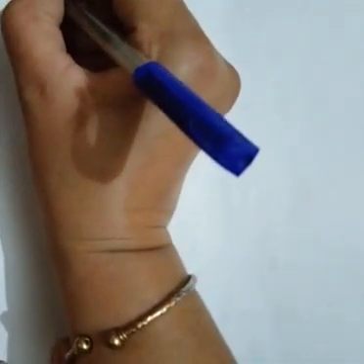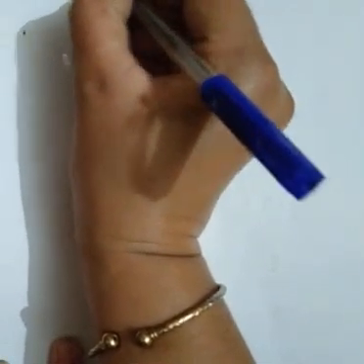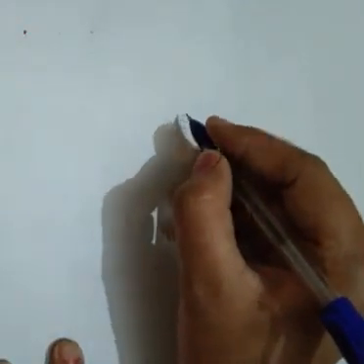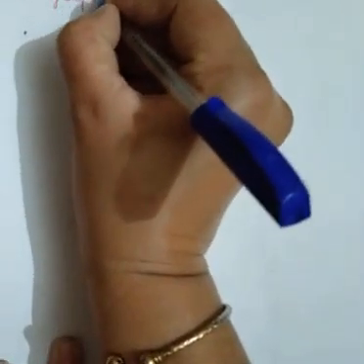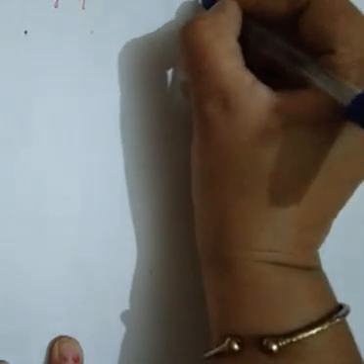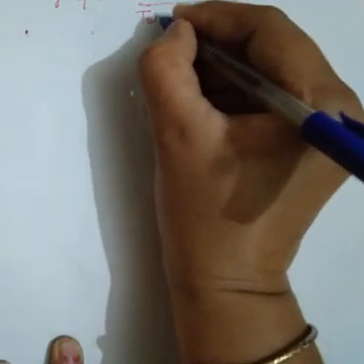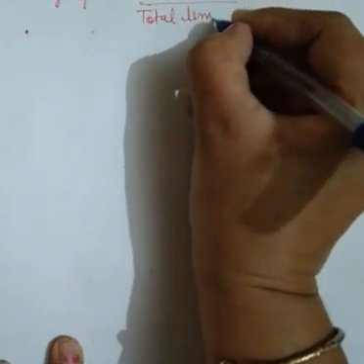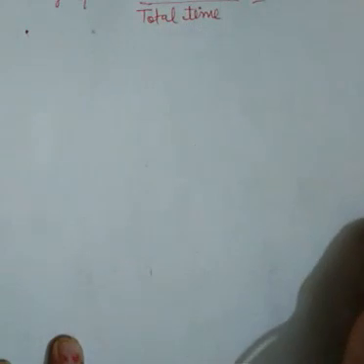Now we have to consider the second case. What is the second case? That is from A to C. From A to C, we have to find out average speed. What is the average speed formula? Total distance upon total time. Okay. So from A to C means what?